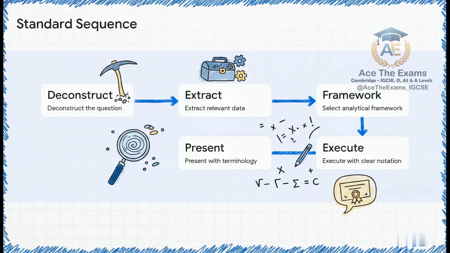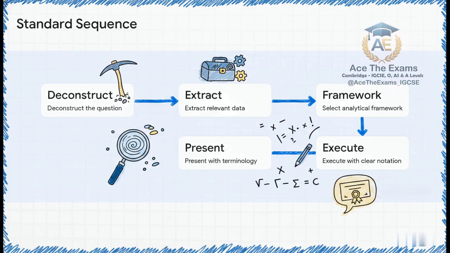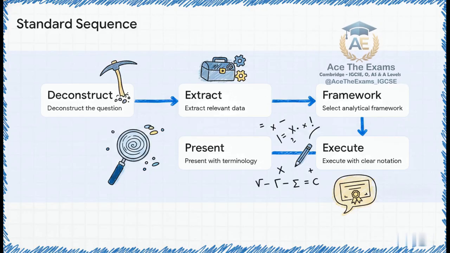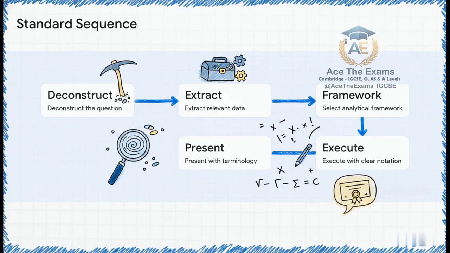Deconstructing the command word is your point. You identify exactly what is being asked. Step 2 is to extract relevant data. Pull out the numbers, the constraints, the given equations. This is your evidence.